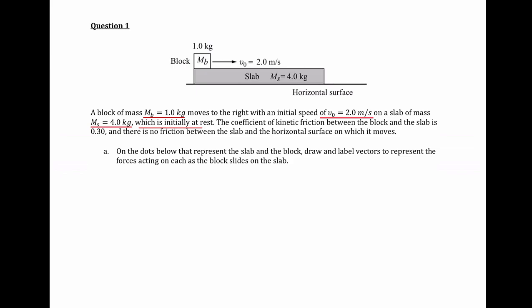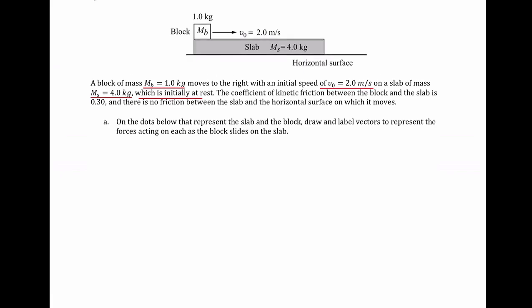On the dots below we need to represent the slab and the block. Actually here there are no dots, we will draw them ourselves. We need to draw the forces acting on the block as it slides on the slab. So basically we need to draw the forces on the block and on the slab. Let's start with the block and the forces that act on it.